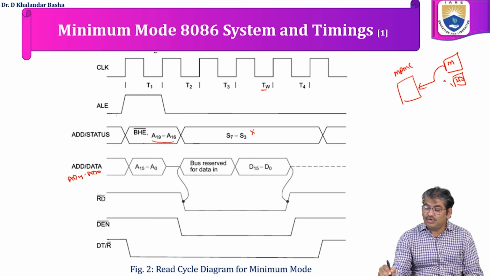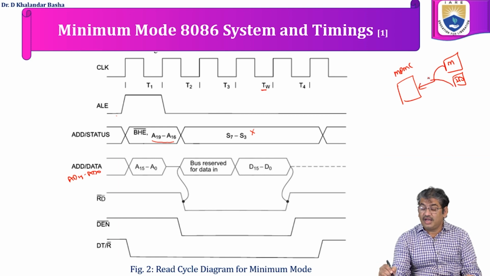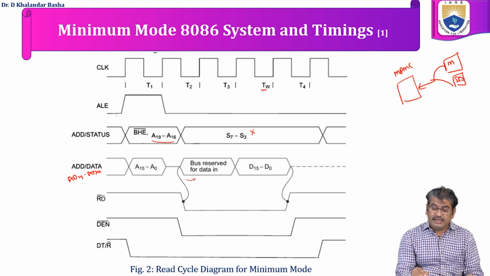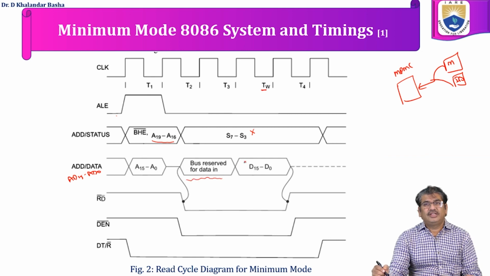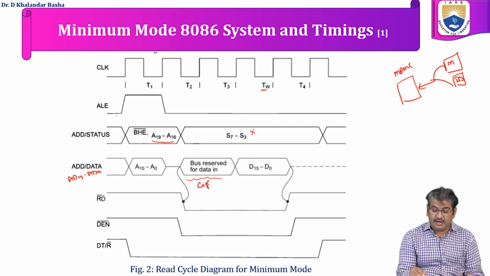As these two blocks are going to send this data, the speed of microprocessor and these peripherals may be same or it may have more time. Depending upon that, there will be a tristate which is bus reserved for data in, which is for capturing of the data. Captured the data.